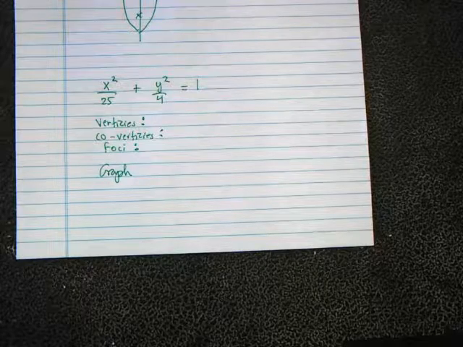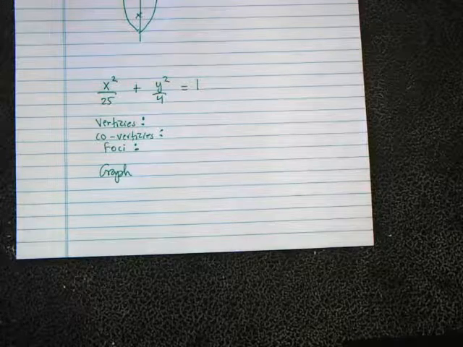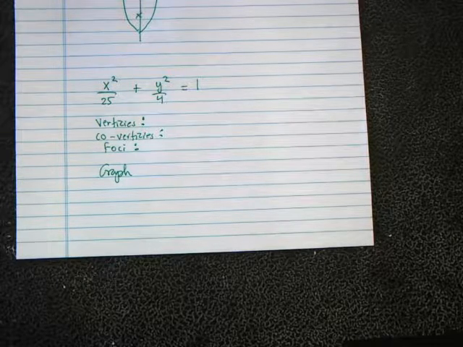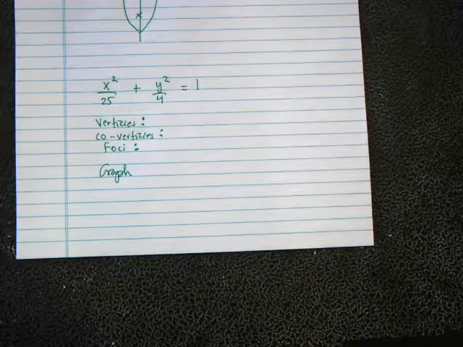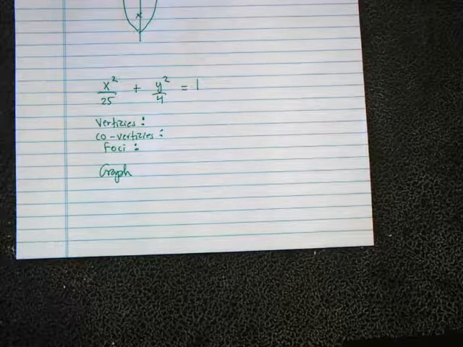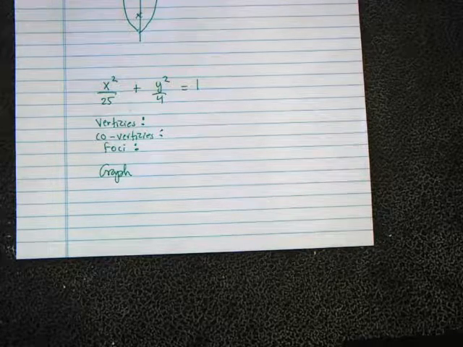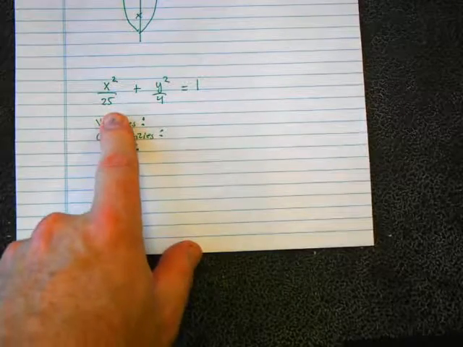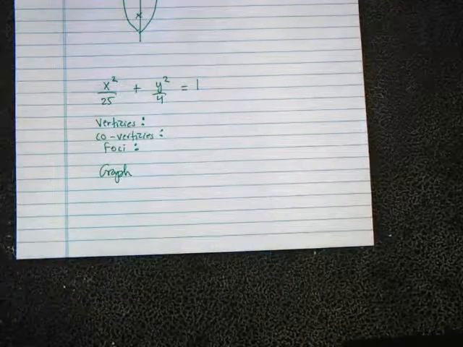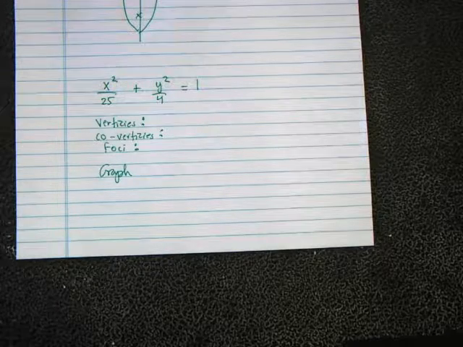Looking at that equation, is this ellipse long but not very tall? Or is this equation tall but not very wide? Long but not tall. How do you know it's long but not tall? Well, the A value is always bigger than the B value. The big number is under the X. When the big number is under the X, that tells you it's long. When the big number is under the Y, that tells you it's tall.